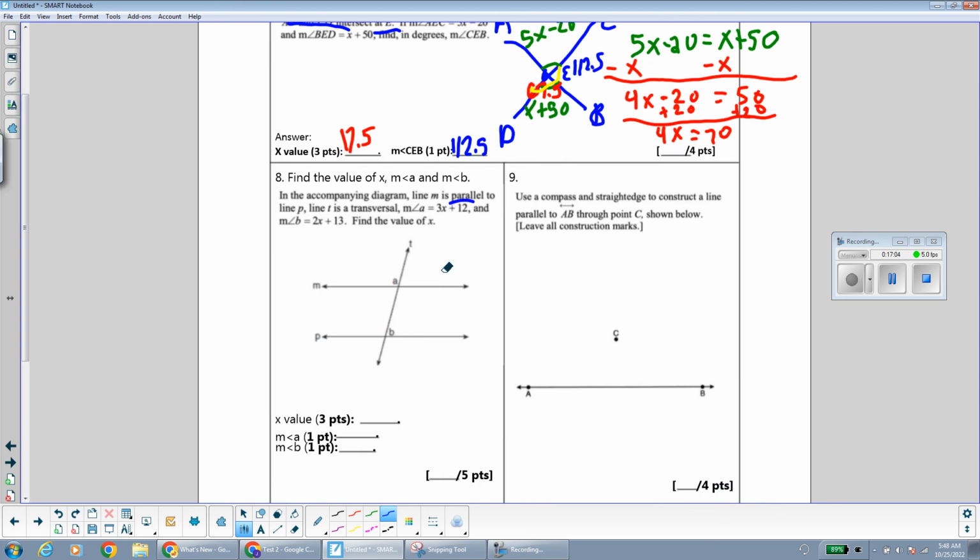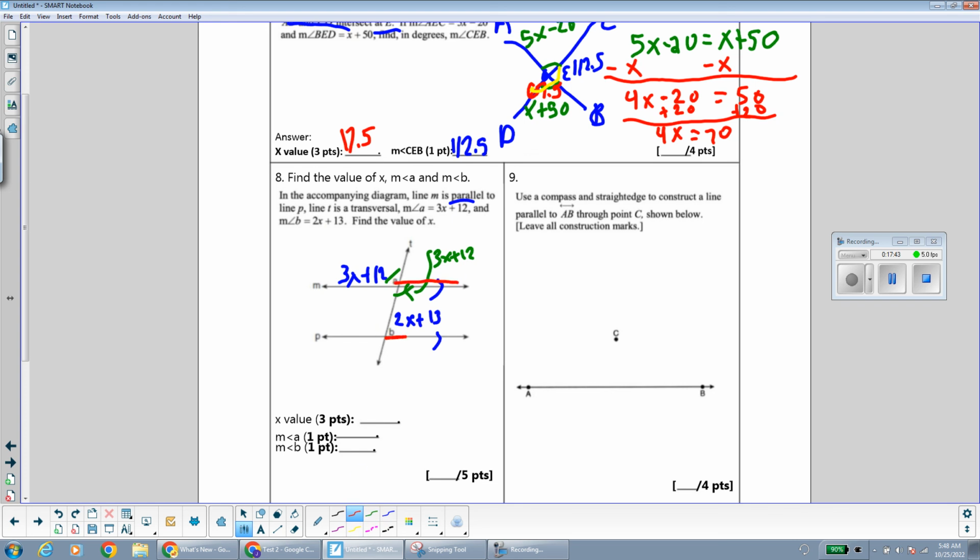Okay, we have parallel lines here, cut by a transversal. Angle A is 3x plus 12. Angle B is 2x plus 13. So there's many different ways that you could find the value of x. The way that I see it is these two angles here are vertical angles. So if this is 3x plus 12, this angle here is also 3x plus 12 because they're congruent vertical angles.